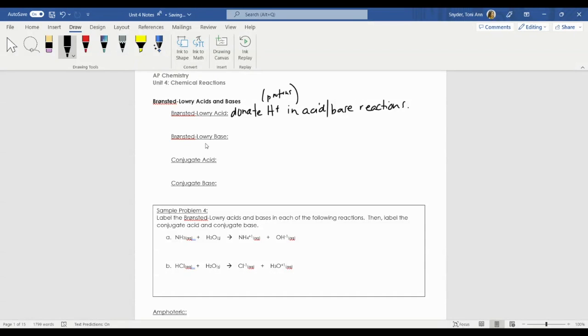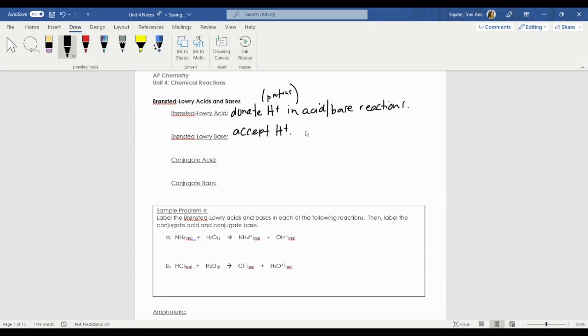Whereas our bases tend to accept those protons. So acids donate the protons, bases accept the protons. However, we could also categorize the products of that reaction.